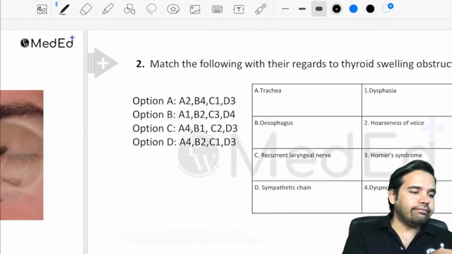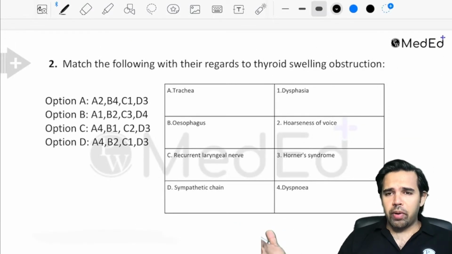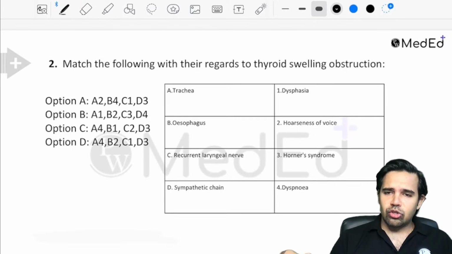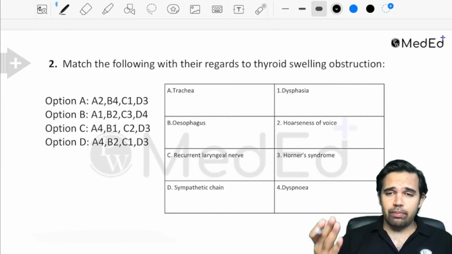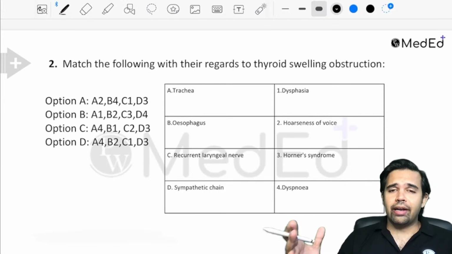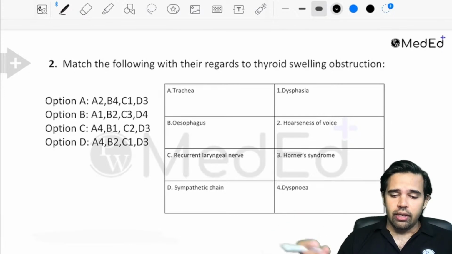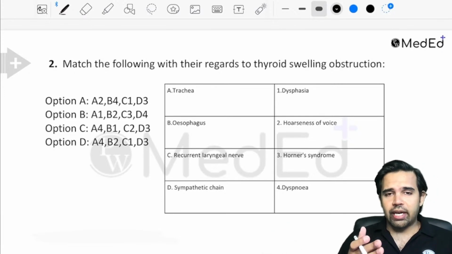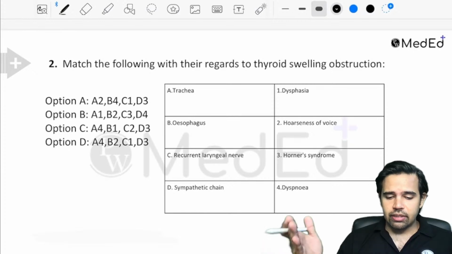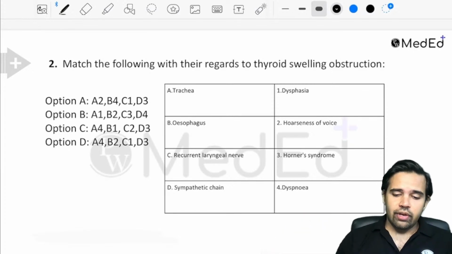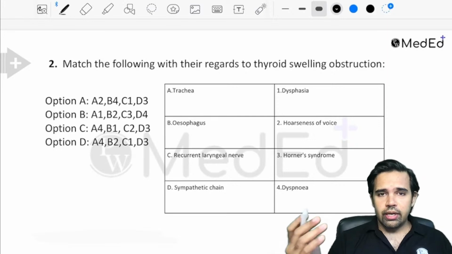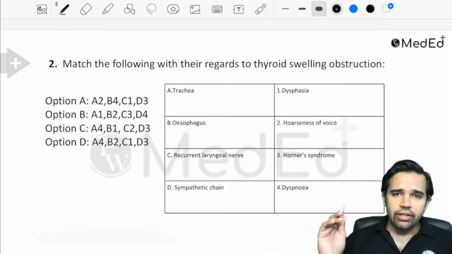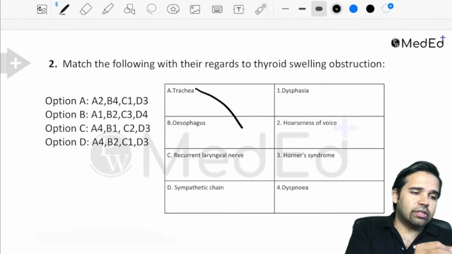All right. Okay. Match the following, just like we were trained in our school days. Very simple. Match the following. This question was asked last time at INICET level in regards to thyroid swelling obstruction. Basically it is asking, on the left side there are certain structures, and on the right side there are certain symptoms. Match. So if the thyroid obstructs the trachea, then what is going to be the symptom? That is what they are trying to ask. So here, if the trachea is obstructed, of course you're going to have dyspnea.